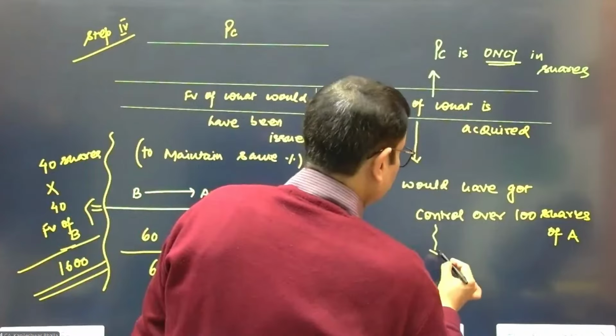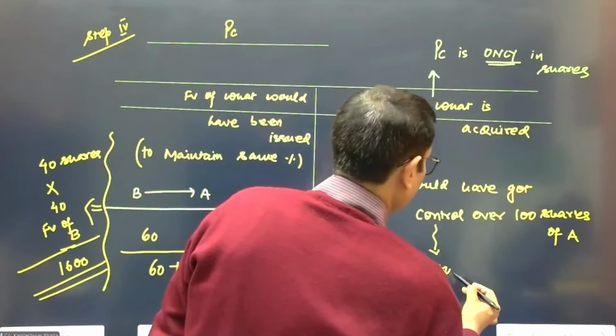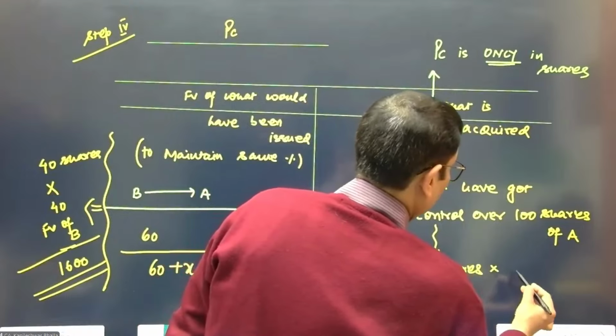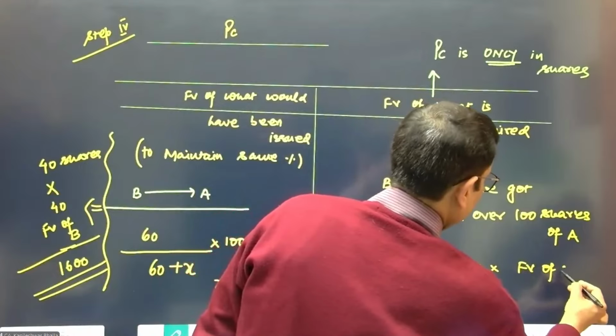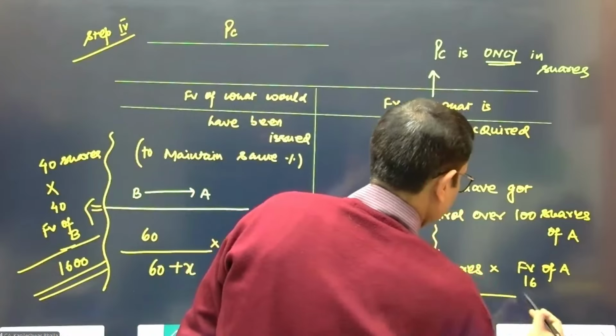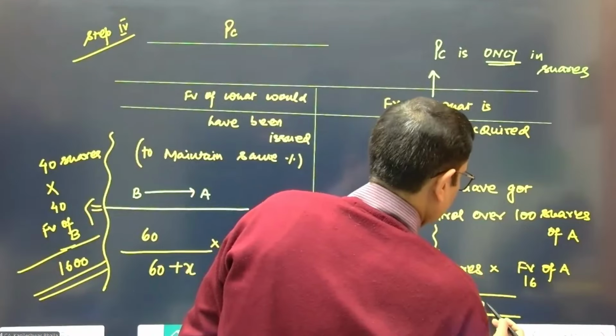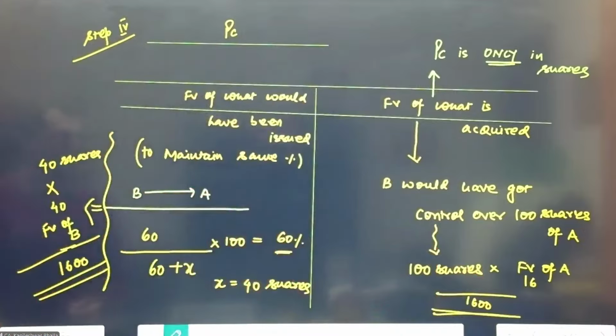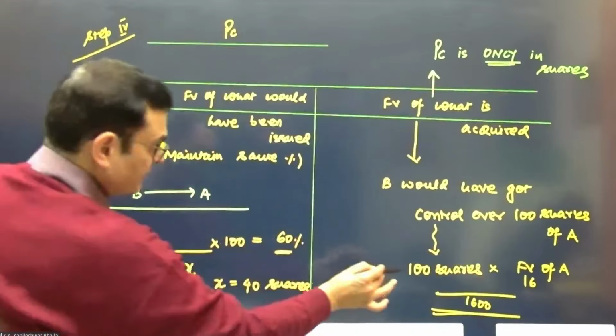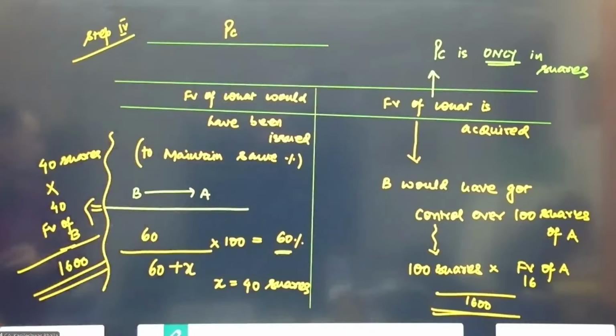So what do we consider? 100 shares of A into the fair value of A. And what is the fair value of A? I think it is 16. So this is coming to 1600. So is this coming by chance, both the values, or are they got to be the same?